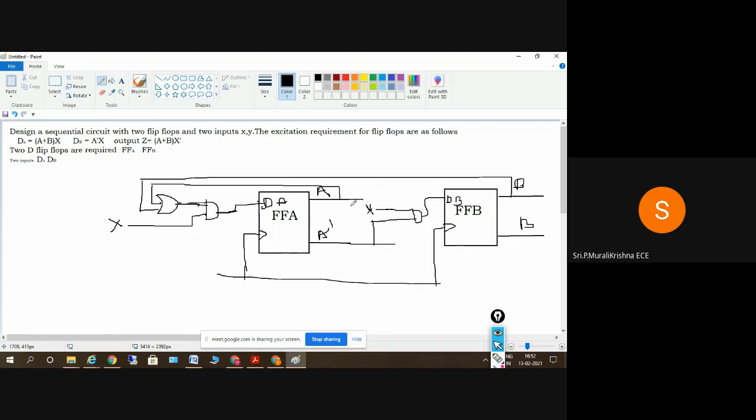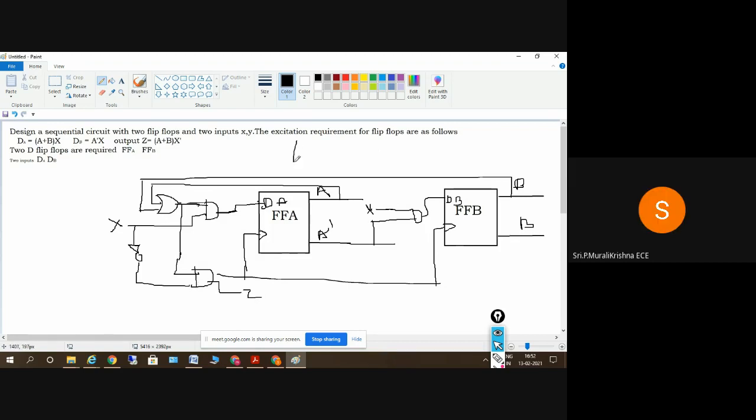And Z, what we have for Z here is equal to A plus B into X bar. So already we have A plus B here, and this I'll give to an inverter. So both are multiplied here, and I'll get the value of Z. Clear? Yes, sir. So this is the logic diagram.